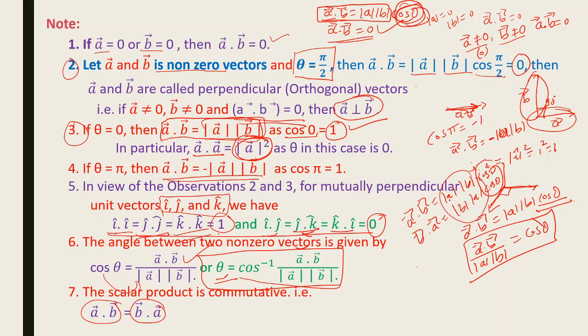See, magnitude of a into magnitude of b is a scalar, a multiplication of two numbers. Imagine 3 into 2; here it will be 2 into 3. If it is 3 into 2, then it will become 2 into 3. Is there any difference? 3 into 2 is 6, 2 into 3 is 6. So we can say that vector a dot vector b is equal to vector b dot vector a. So this satisfies the commutative property.